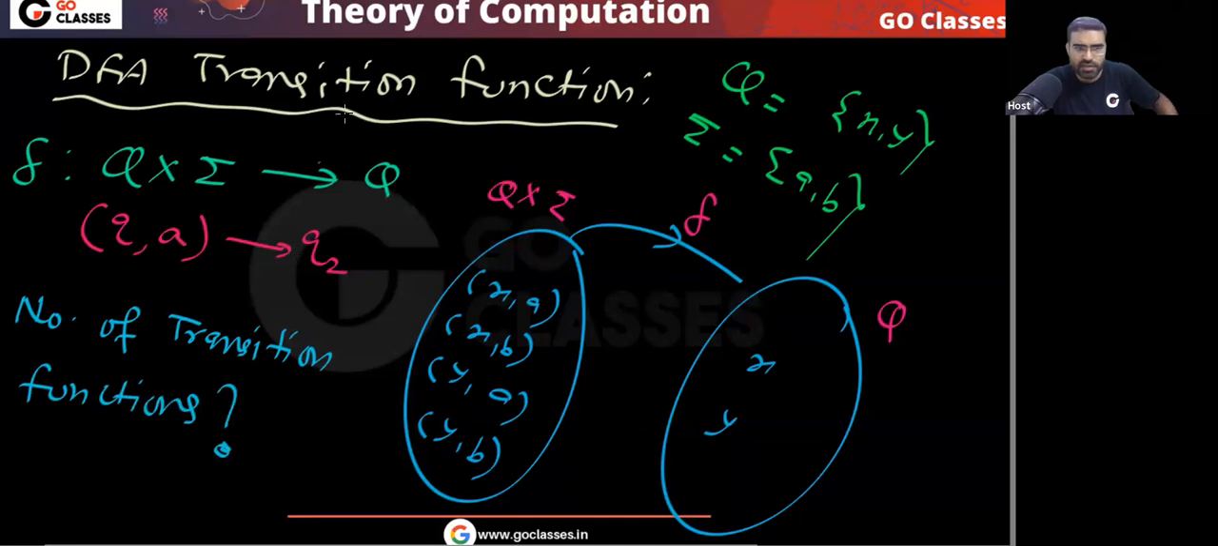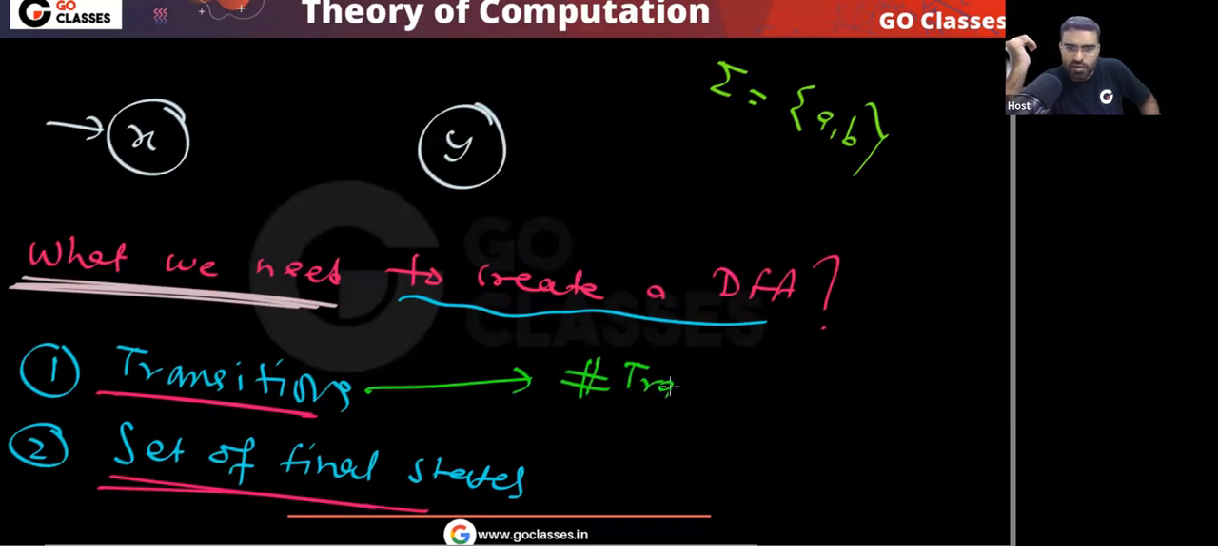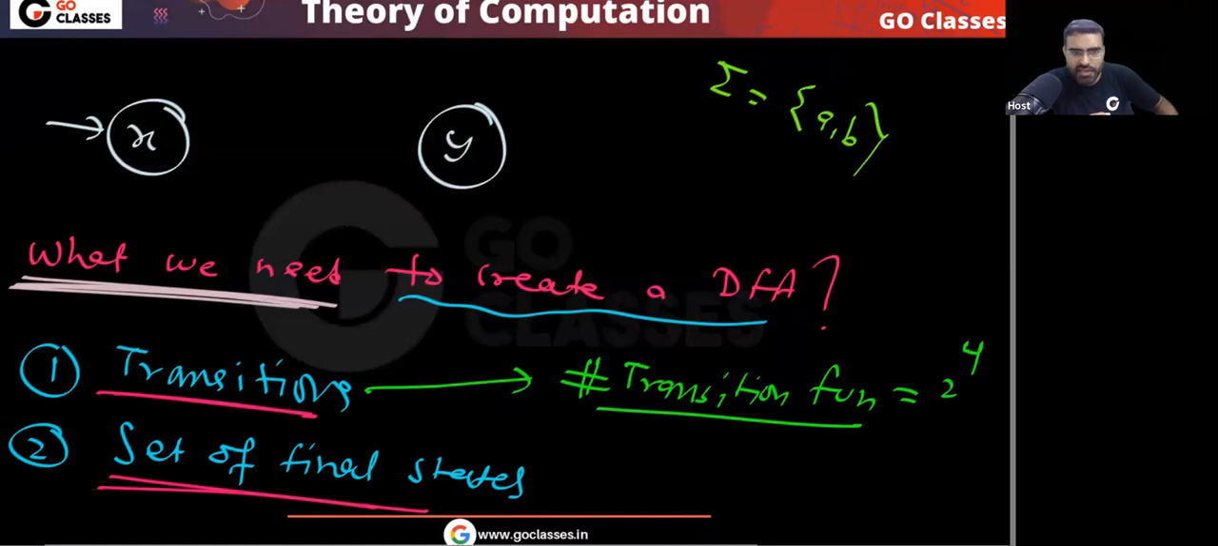How many different transition functions can I create? That will be 2 power 4. That is your number of functions. How many functions can you create from this set to this set? 2 power 4, that means 16 functions. Yes or no? So you can notice we need to create transitions. The number of transition functions will be 2 power 4.